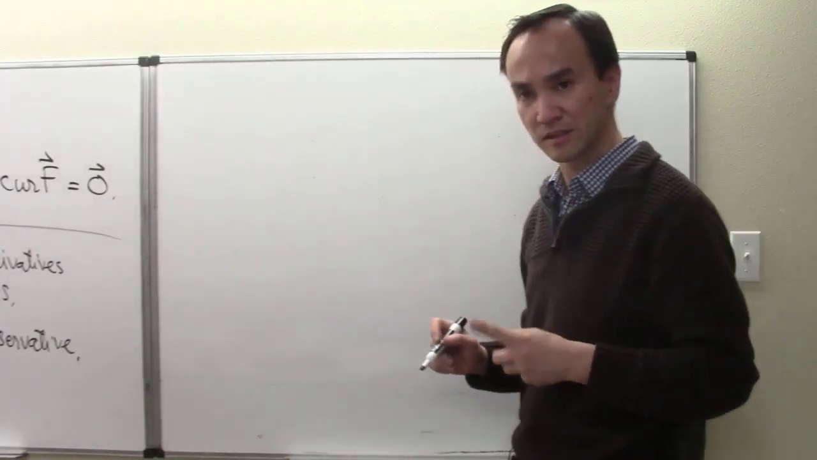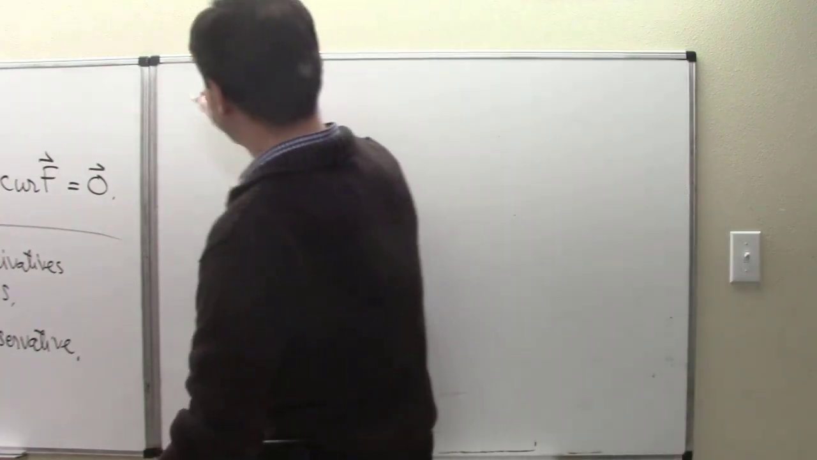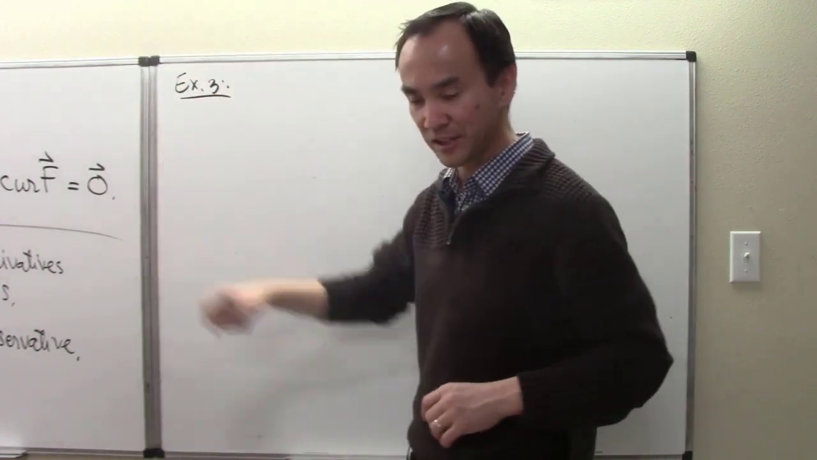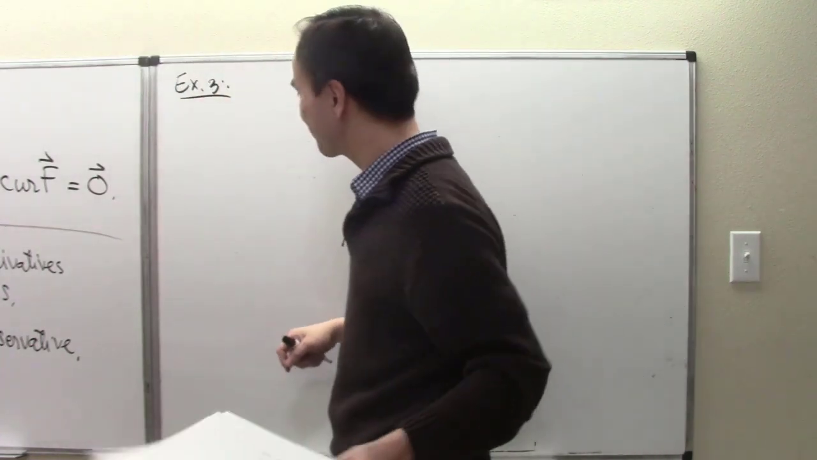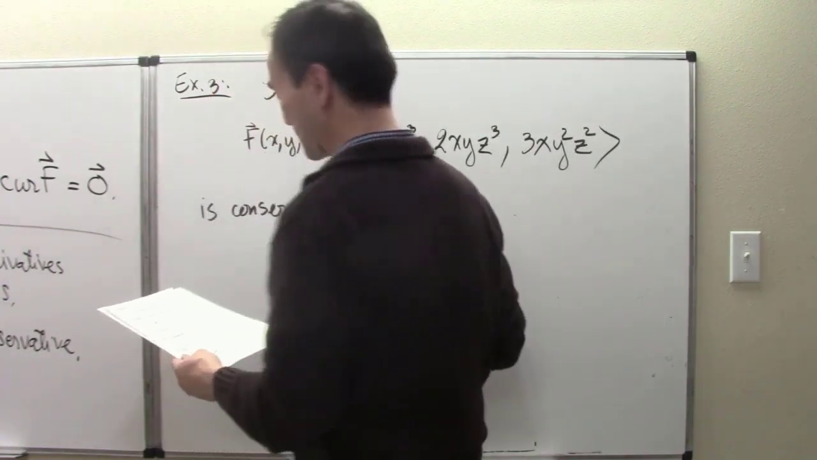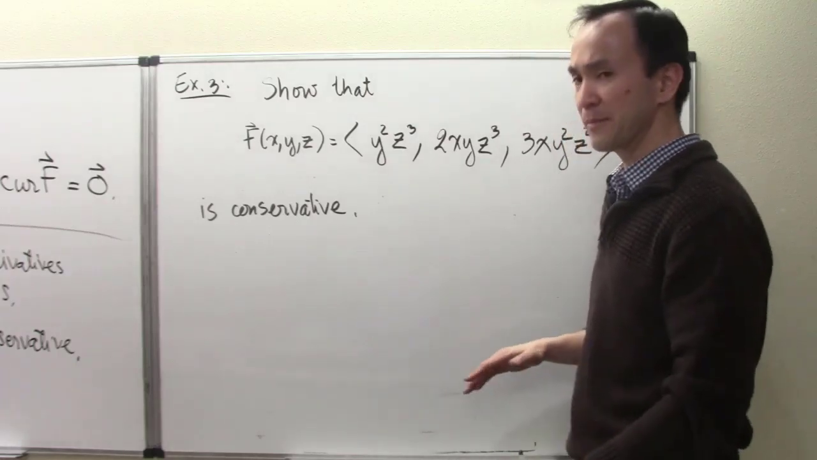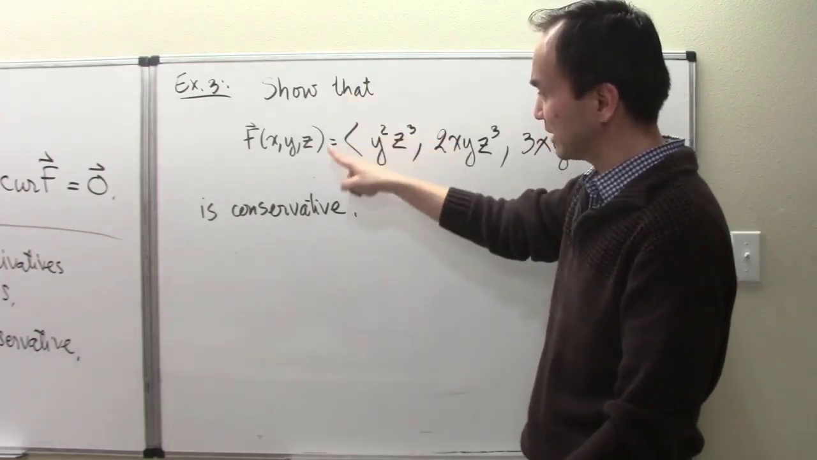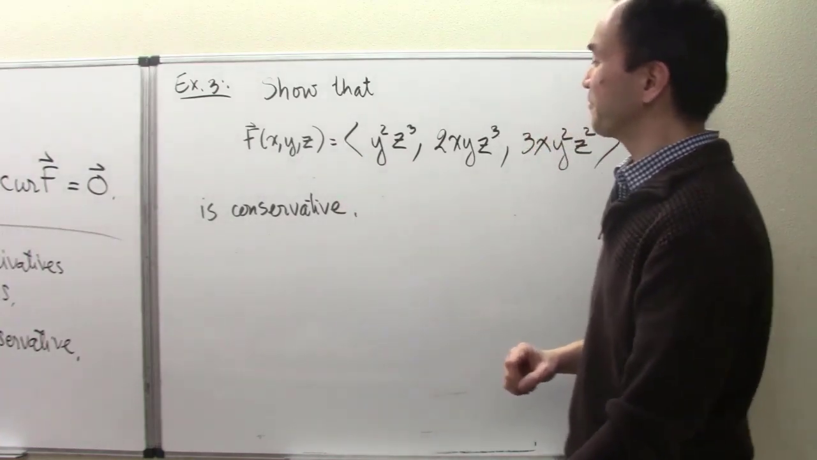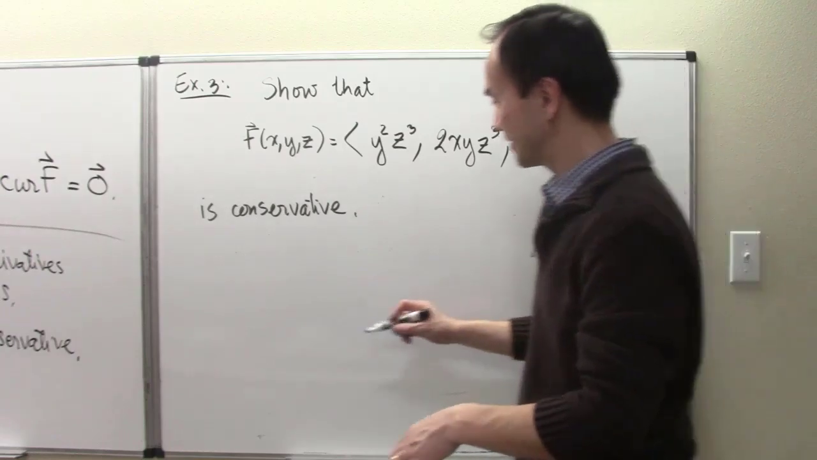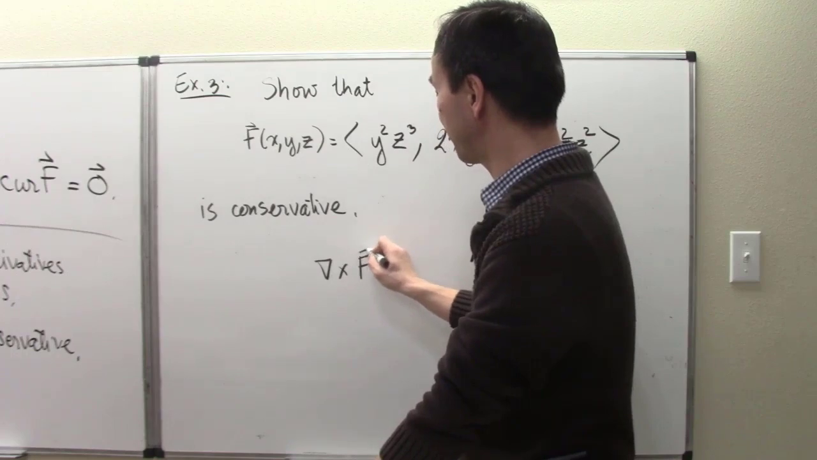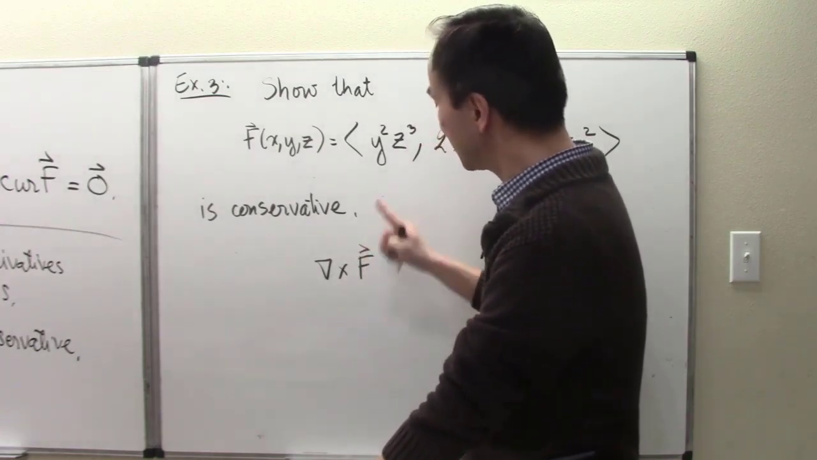All right, so let's now look at a third example, example number 3 in this video lecture, that directly applies this theorem. In this example, it's just one problem, but we want to show that this given vector field in R3 is a conservative vector field. In order to show that, the most important step is to take the curl of this given F, and we'll get to that. But let's quickly check as well.